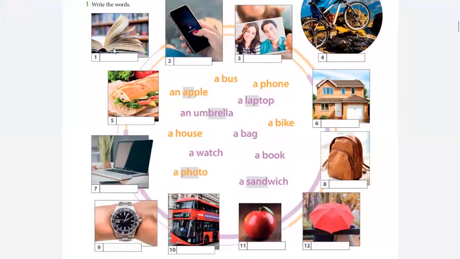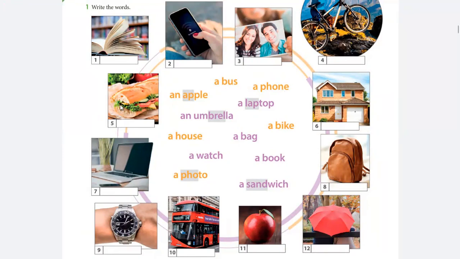So what word will you write in the first picture? A book, a book. A phone, a photo, a bike, a sandwich, a house, a laptop, a bag, a watch, a bus, an apple, an umbrella. Okay.